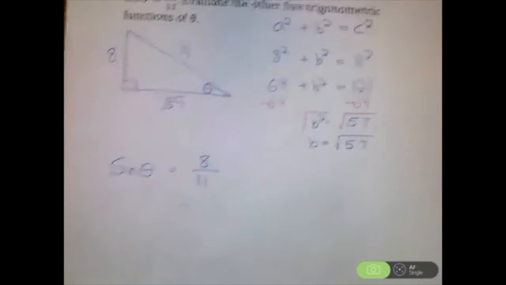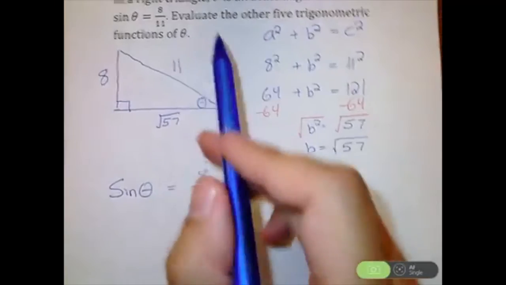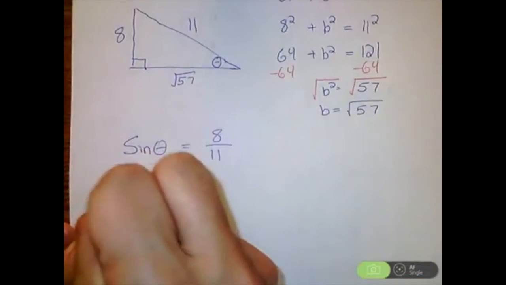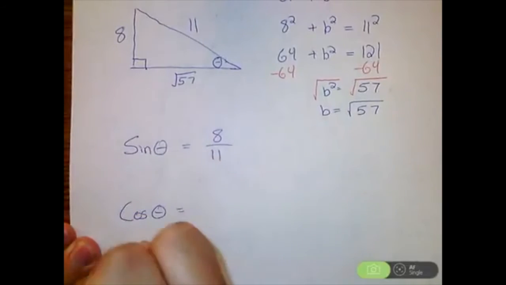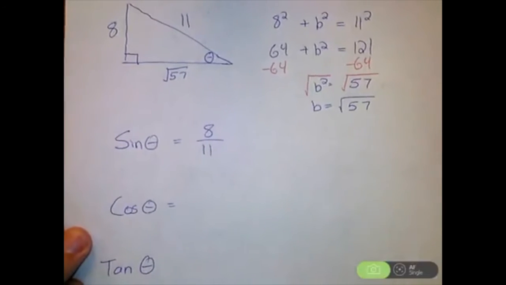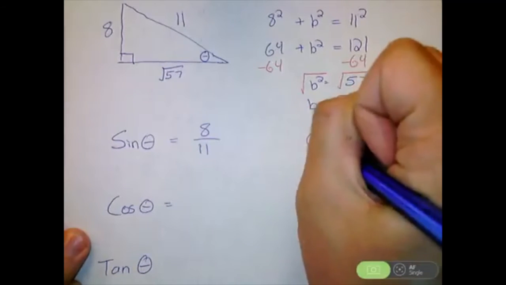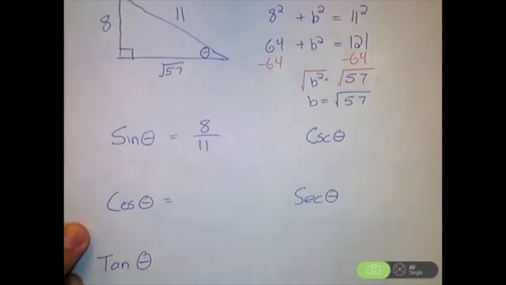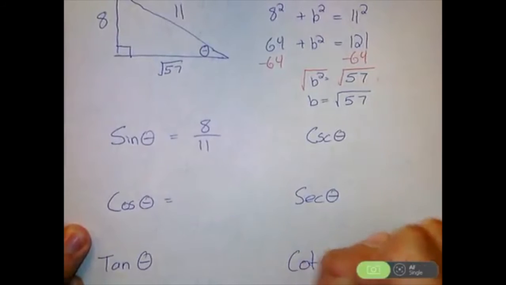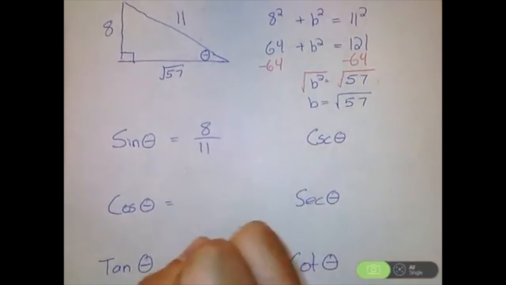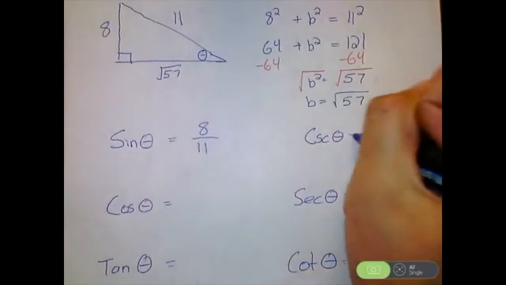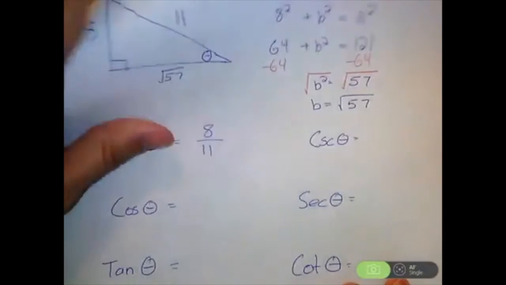So now I can go through and complete the other 5 trigonometric functions. So I have my complete triangle there, so I still need to figure out cosine theta. I need to figure out tangent of theta. I need to figure out cosecant of theta, secant of theta, and cotangent of theta. So I'm going to start with my first 3 basic ones, and then I'll fill in the others. So let's fill in all 6, and then we'll worry about simplifying.